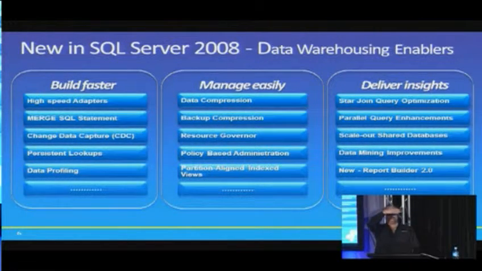Is anybody using report builder? All right, a few of you. Do you like it? Yeah? Should we improve it? Sure. It's awesome? We have a biased person in the back.